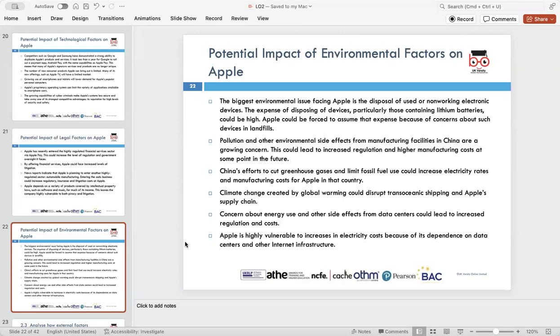The climate change that is caused by global warming has the potential to cause disruption in both transoceanic shipping and Apple's supply chain. So it is possible that the concern regarding energy consumption and other adverse impacts resulting from data centers could result in a rise in both regulations and expenses.